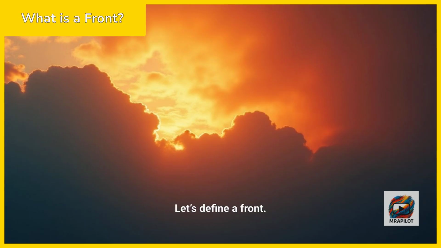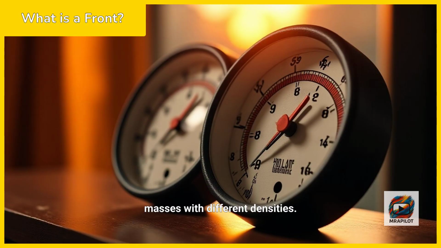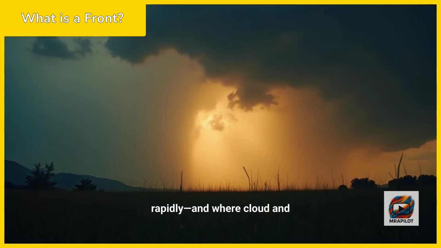Let's define a front. A front is a transition zone between two air masses with different densities. It's usually where temperature and humidity change rapidly and where cloud and precipitation systems often form.